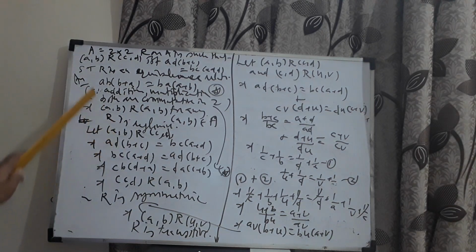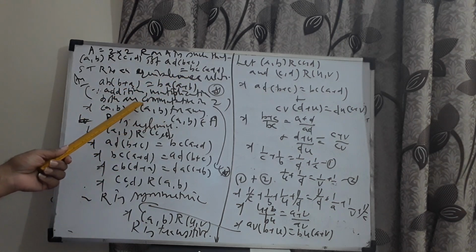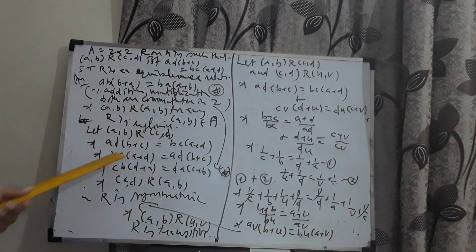AB into B plus A will be equal to BA into A plus B. AB can be replaced by BA, B plus A can be replaced by A plus B. Therefore, R is reflexive. Write the reason: addition, multiplication, both are commutative in Z.